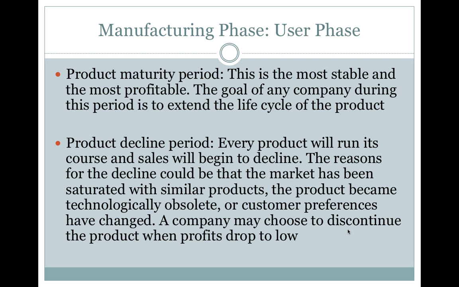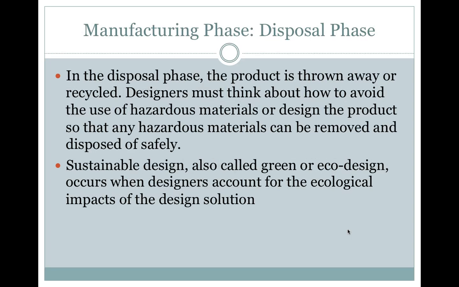Product maturity period. This is the most stable and most profitable. The goal of any company during this period is to extend the life cycle of the product. Product decline period. Every product will run its course and sales will begin to decline. The reasons for the decline could be that the market has been saturated with similar products, the product became technologically obsolete, or customer preferences have changed. A company may choose to discontinue the product when profits drop too low.